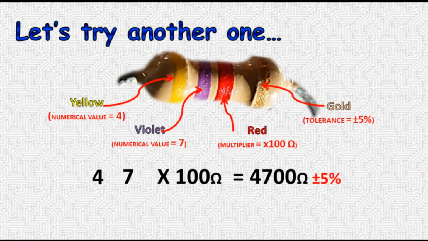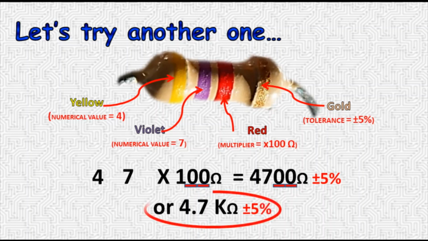Positive, negative, 5%. Okay, notice ilan ang 0? Dalawa sa ating multiplier. And then, pagdating naman sa ating equivalent value, meron din siyang dalawang 0. So, meron siyang 4,700 ohms or 4.7 kilo ohms. Positive, negative, 5%. Yan na ang ating magiging value. Simplify na lang natin siya. Dali lang, di ba? Isa pa?